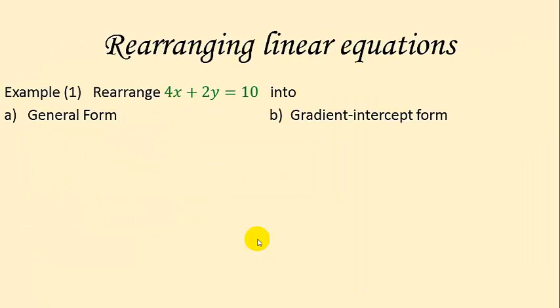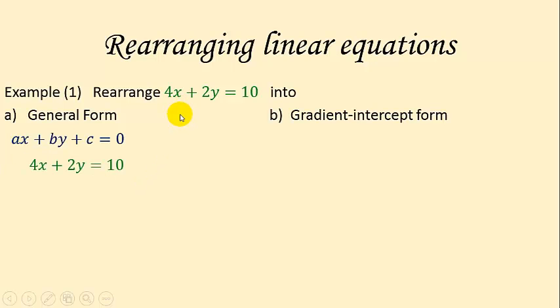Okay, rearranging linear equations. Our example, 4x plus 2y equals 10. We're going to change that into the general form and the gradient intercept form. So firstly, let's look at the general form. It is ax plus by plus c equals 0, where a, b and c are constants. And a has to be greater than 0. That means it has to be a positive number.